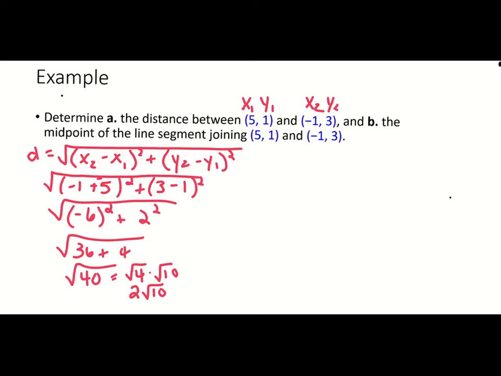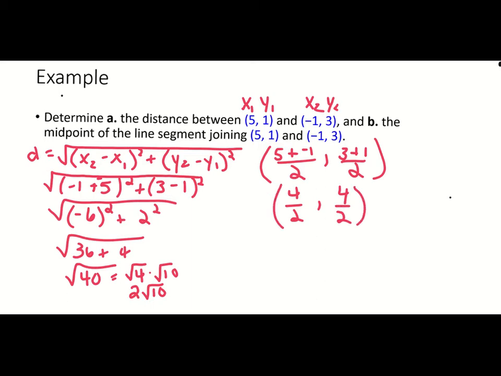And then our midpoint, again, we can use our two ordered pairs that we labeled. So I'm going to add my x values together, so it'll be (5 plus -1) divided by 2, and (3 plus 1) divided by 2. So I'm going to end up with 4 divided by 2 and 4 divided by 2. So my midpoint is going to be the ordered pair (2, 2). And that is it for 3-1. Now we're going to move on to 3-2.